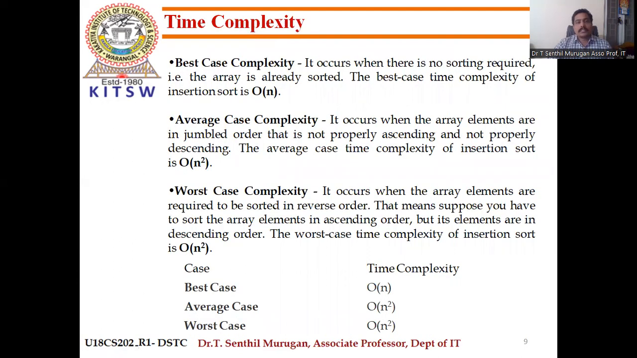Okay. So the best case of complexity is when the elements are already sorted. No need to swap anything, which means it is order of n. One time we compare all the elements. So that is order of n.